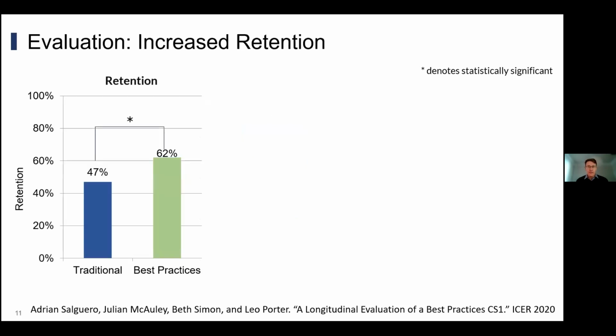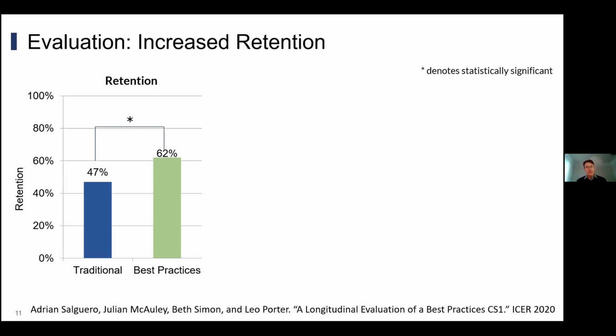The next we looked at was retention. And again, we see a significant improvement. Retention here is measured as the percentage of students who enrolled in that CS1 course intending to major in CS, who went on then to graduate with a CS degree. So this went from a 47% to a 62% rate in which students stay in the program all the way from that intro course through graduation.